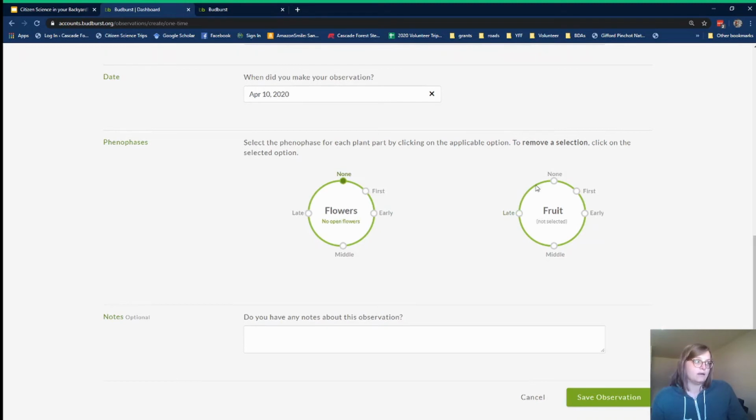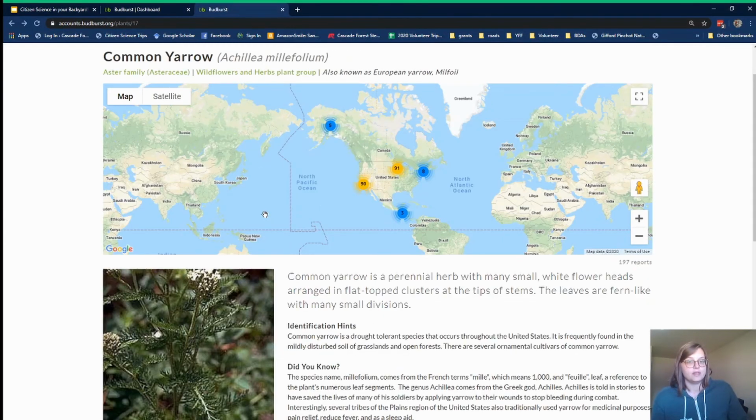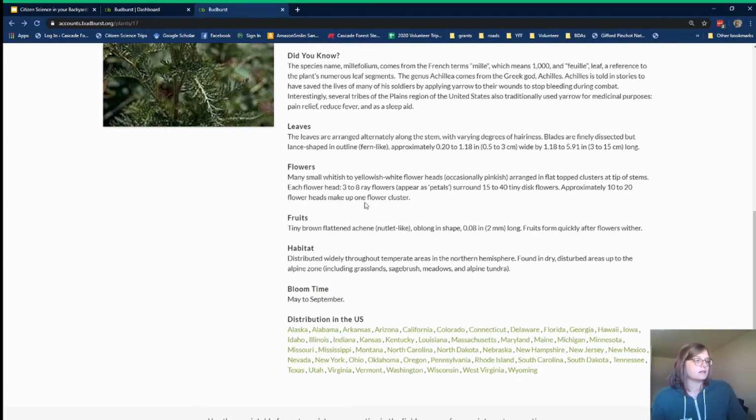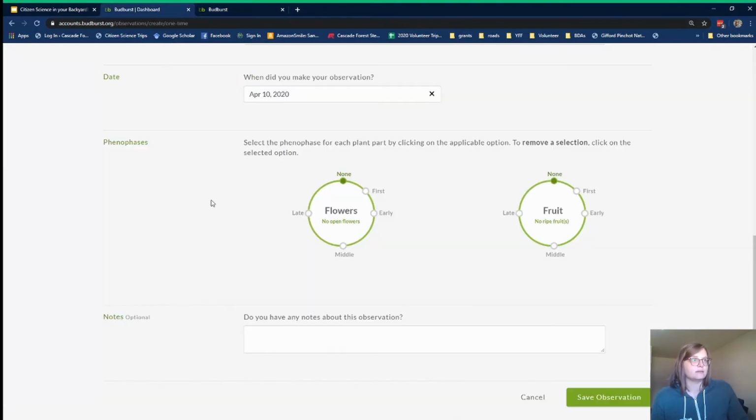There were no flowers and there was no fruit at this time. I wondered if that was typical, so I went to the common yarrow page on the Budburst website and scrolled down, and I saw that bloom time was May to September. So that was neat to find out that what I observed is pretty typical.